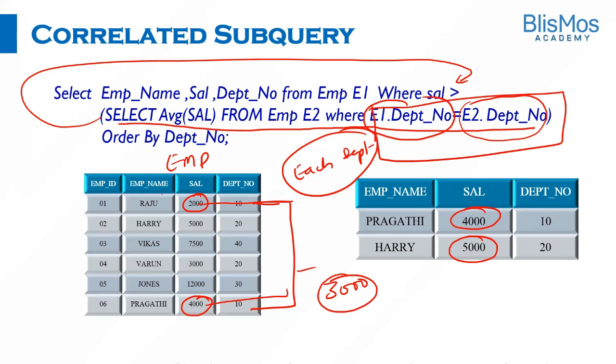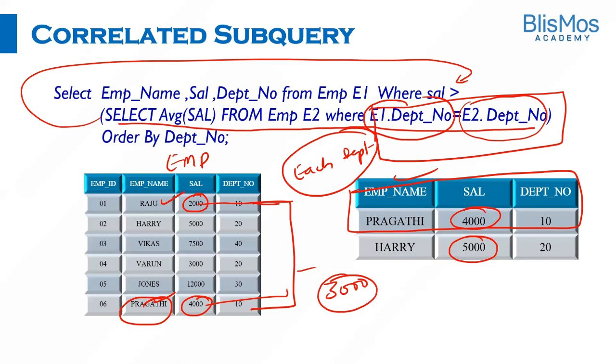Who are those? Raju and Pragati. And wherever the salary of the person is greater than the average salary of that department, that will be included as a part of the result. Awesome, isn't it? So this is how the correlated subquery works.